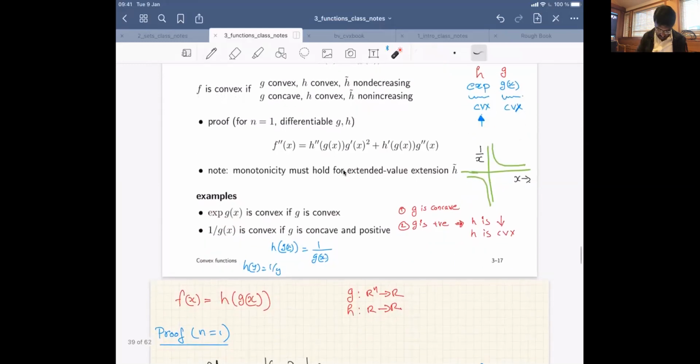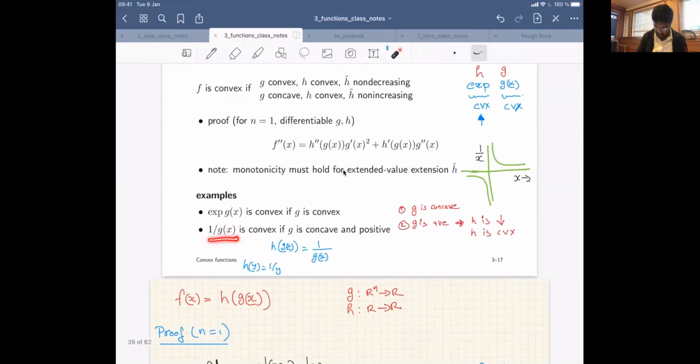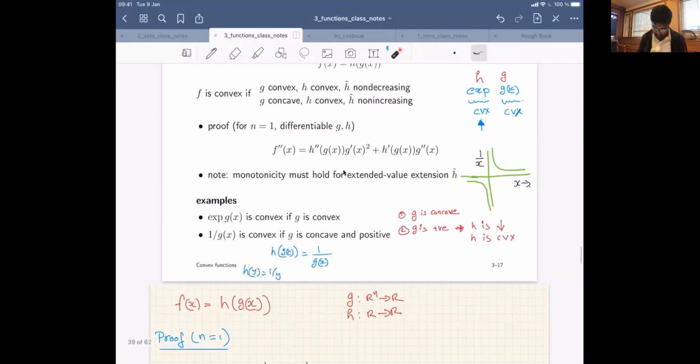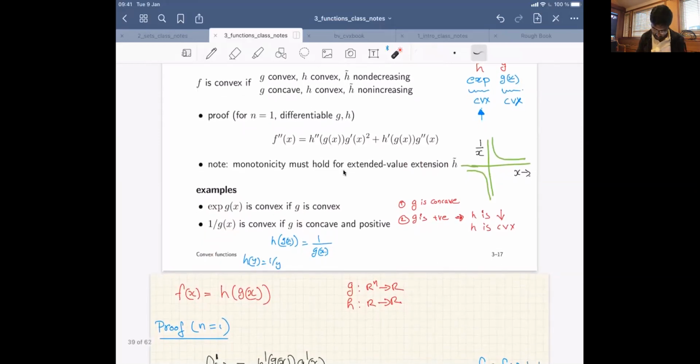And another function is 1 by g of x. Okay, so here what is h? H is like 1 by y. When you take h of g of x, it is 1 by g of x, right? So that means h is like you just take the reciprocal of the argument. Now here it's given that g is concave, so this is given, and g is positive. That's what is given. So g is positive means two things.